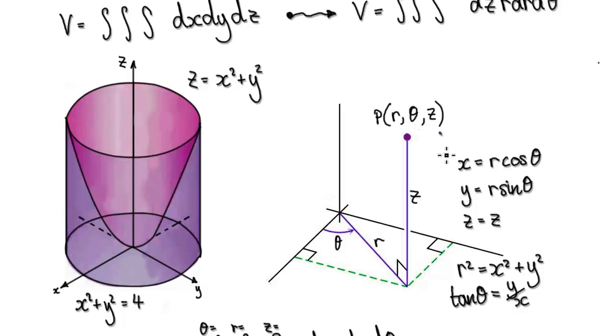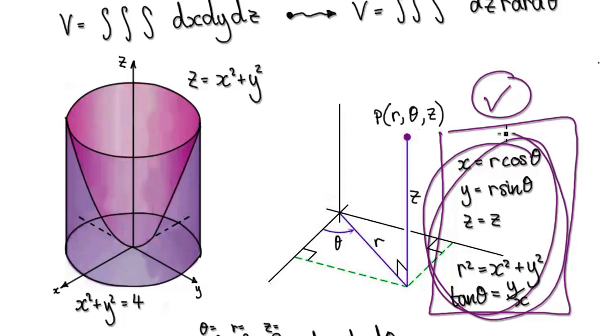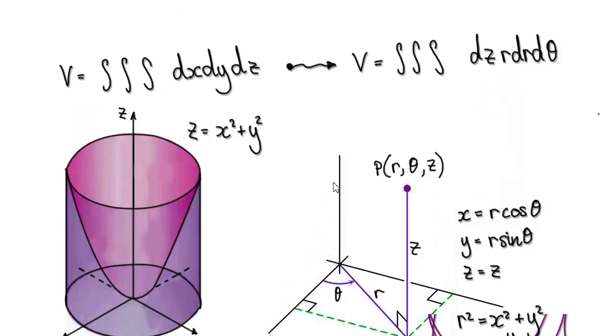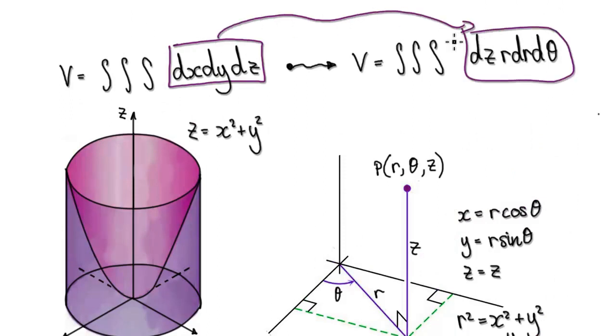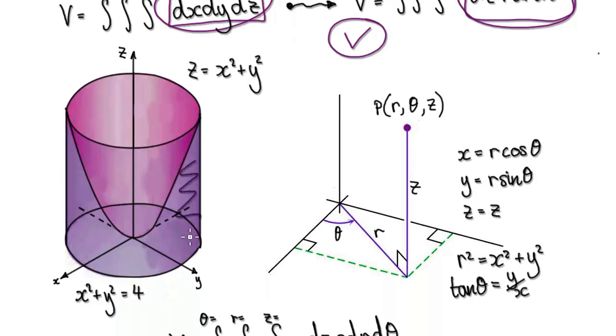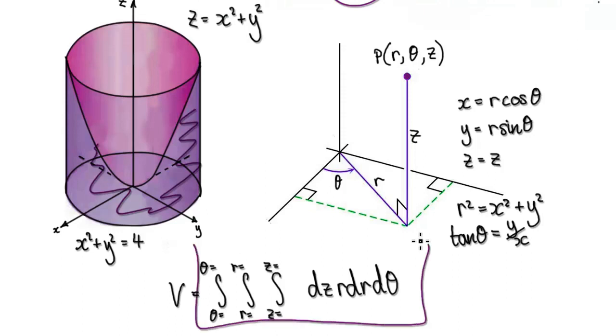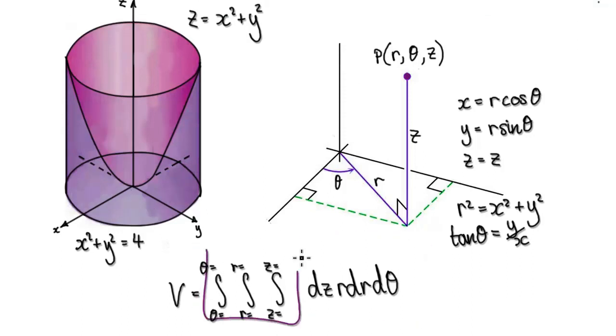I'm expecting you to be able to accept this by now, because we've done many videos on this. When you're working in cylindrical coordinates, you have to know this by now. When you convert from Cartesian coordinates into cylindrical coordinates, this thing becomes this thing, and I'm expecting you to accept it. Now the volume of this solid is given by this triple integral. So it's just a matter of setting up the limits of integration.